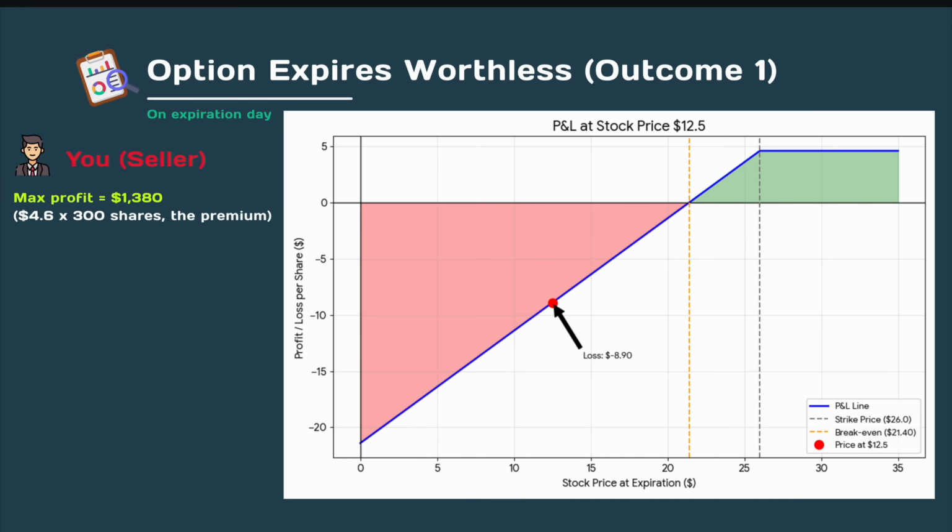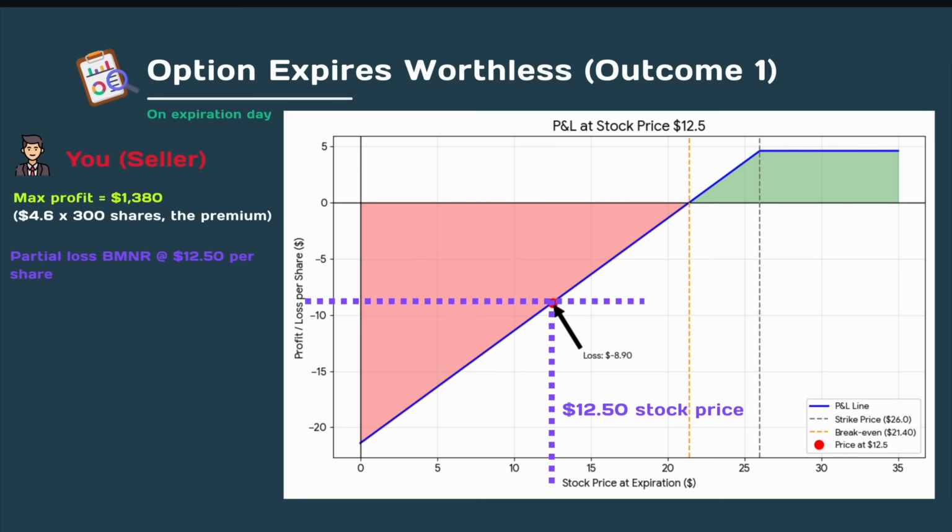In this case, we want to figure out what your profit or loss is when the stock is trading at $12.50 at expiration. There are two ways of approaching this. The first way is looking at the diagram directly and calculating what our partial unrealized loss would be if the stock is trading at $12.50. We look at the x-axis, the stock price being $12.50, go up, go across, and read what the partial loss per share is. In this case, that loss is about $8.90.